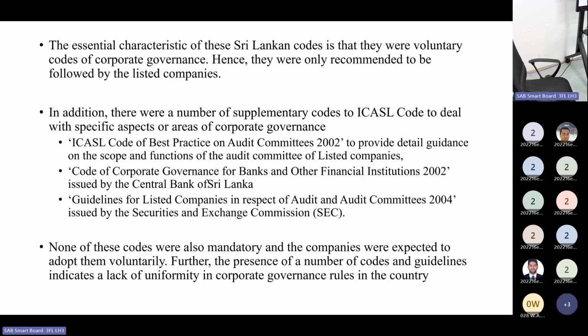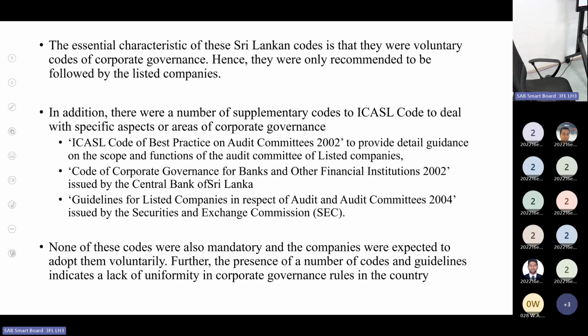Firstly, it was CA Sri Lanka that made the 1997 code. Then they revised it in 2008. Then CA Sri Lanka came up with another code here. Plus, the Central Bank is also issuing two codes to make it stronger, and this was mostly relevant for banks and financial institutions. The Code of Corporate Governance of banks and other financial institutions, and the guidelines for listed companies in respect of audit and audit committee, were issued by the SEC. None of these codes were mandatory, and companies were expected to adopt them voluntarily.